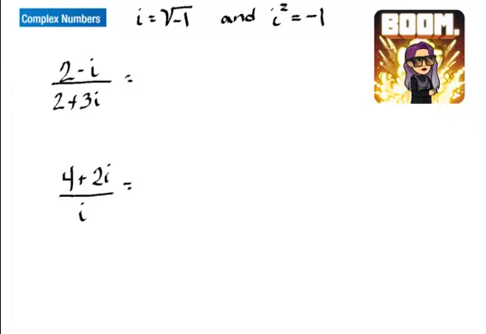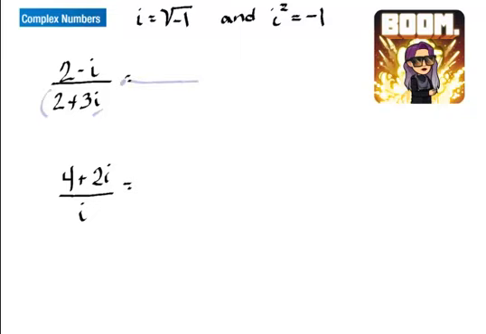Let's do a couple of division problems now. I mean, I look at them and I think, what in the world am I supposed to do? There's not really dividing here because there's nothing really to do. So just look at this as a fraction whose denominator needs to be rationalized because that i right there represents the square root of negative 1. And if I had a square root in the denominator, I would need to rationalize that.